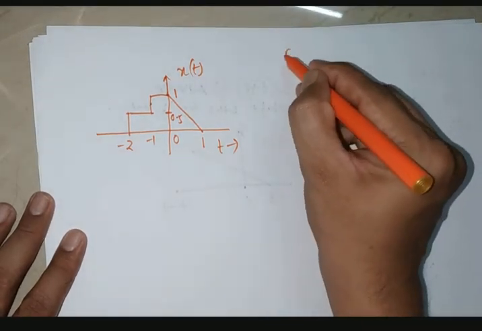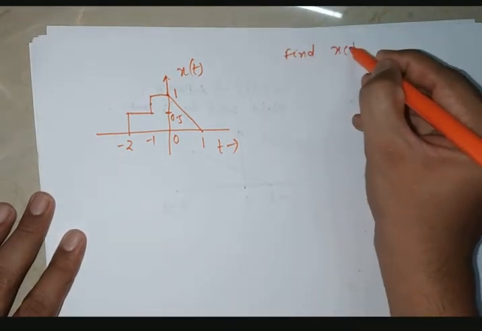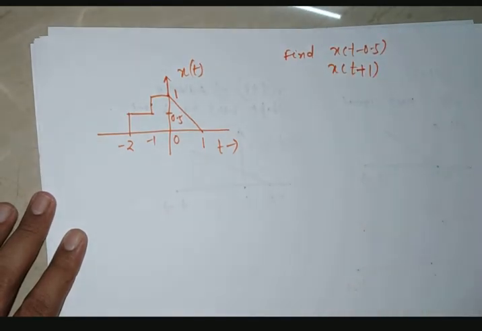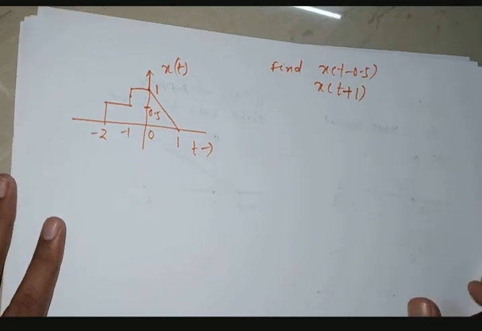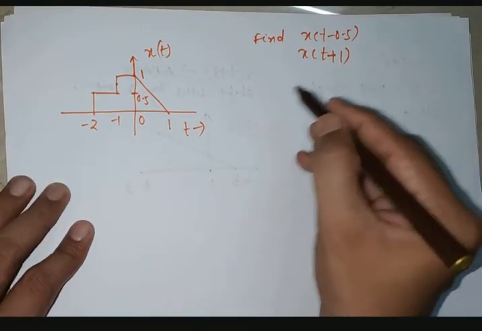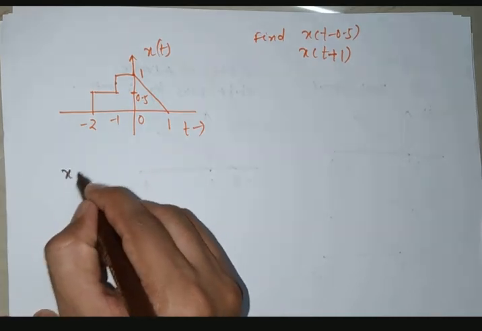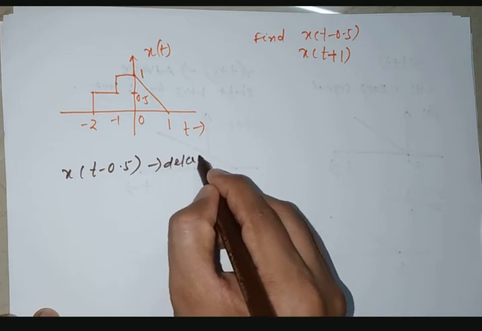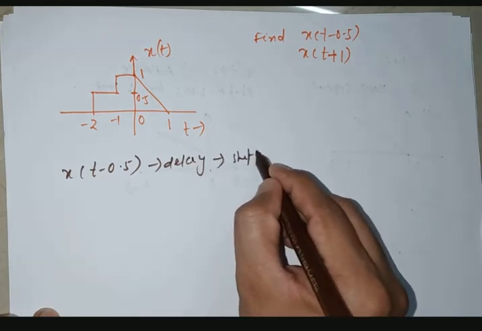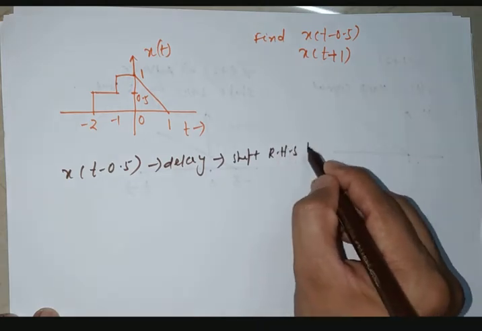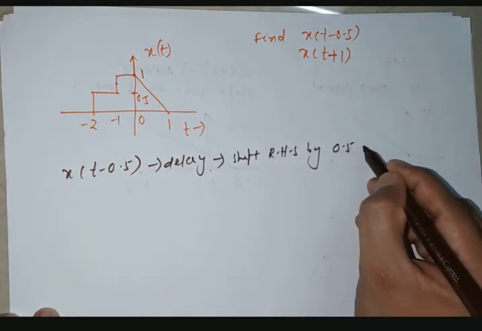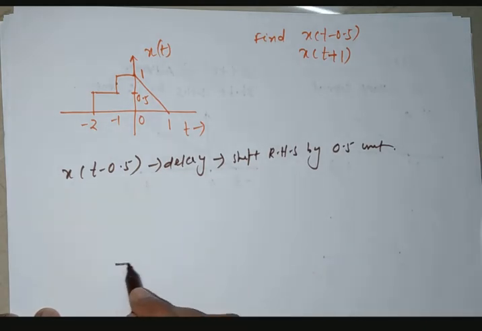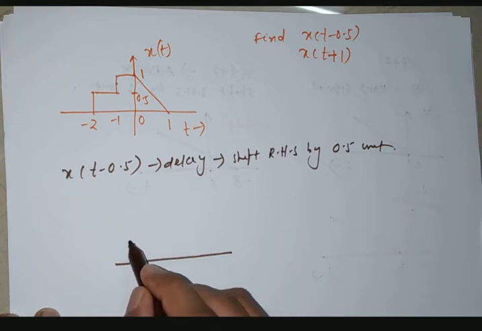Now find x of t minus 0.5 and x of t plus 1. Okay, same, how to find? Now first find x of t minus 0.5 means this is a delay. Delay means shift right hand side by how much unit? 0.5 unit. Okay, now shift it, the signal, same signal, only time parameter will change.